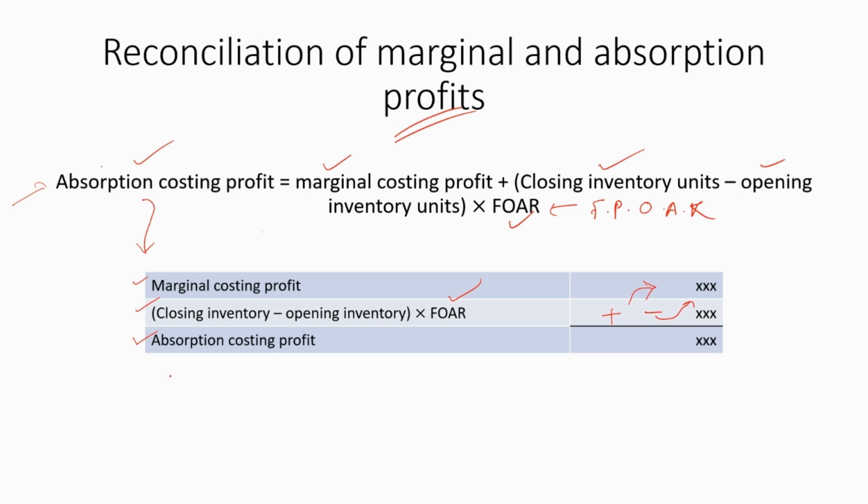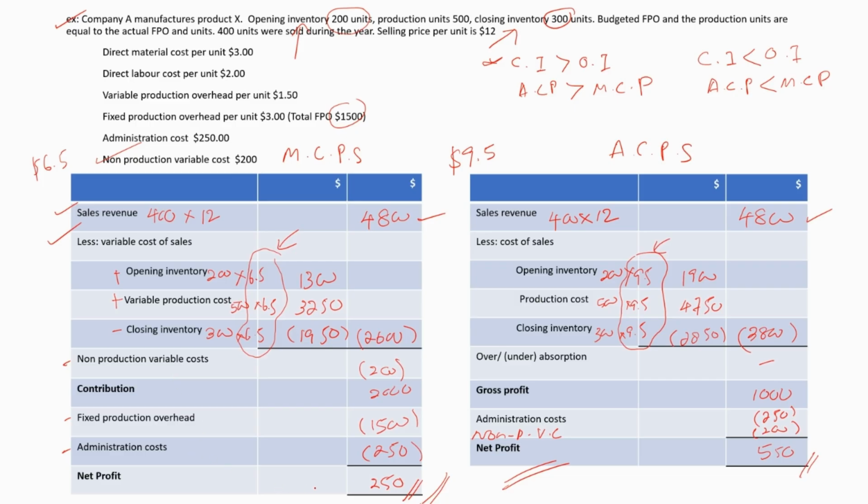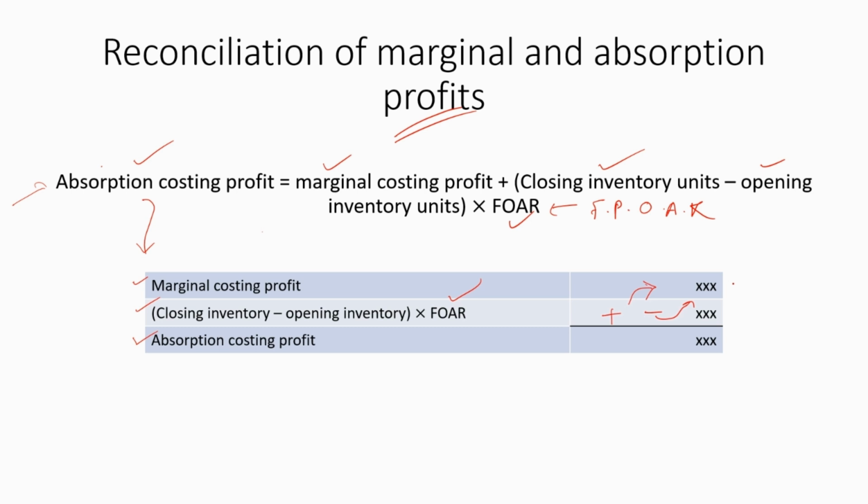Now let's calculate and see if we can get the same answers for the earlier example. So the marginal costing profit is 250 and the FOAR is 3 and the opening inventory is 200 units, closing inventory is 300 units. Now let's calculate and see. So the marginal costing profit was 250, closing inventory is 300 units, opening inventory is 200 units, multiplied by the FOAR. FOAR is 3. So this is equal to 300. This is a positive value. So we add this value to 250. So the absorption costing profit is $550.